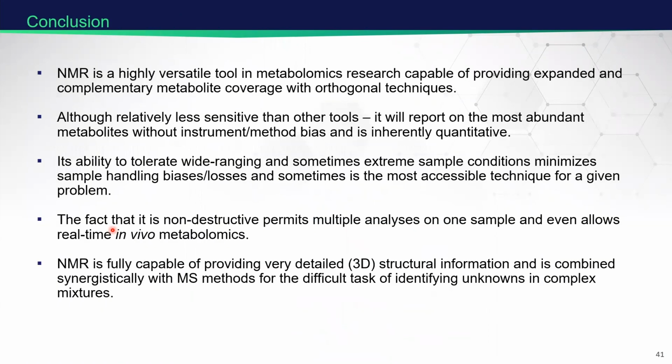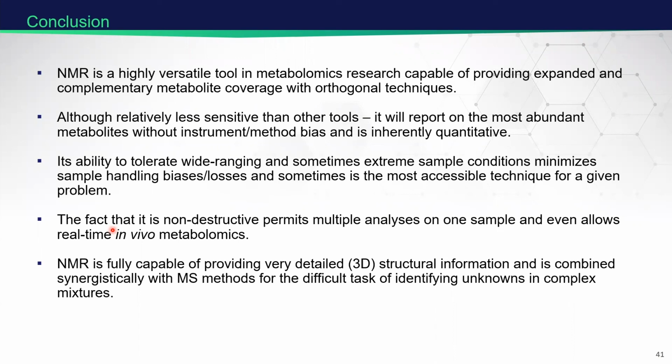And so in conclusion, I just want to reiterate that NMR is a highly versatile tool in metabolomics research. It's capable of providing expanded and complementary methods for metabolite coverage with other orthogonal techniques. Although it's relatively less sensitive than other tools, it will report on the most abundant metabolites without any instrument method bias and is inherently quantitative. Its ability to tolerate wide-ranging, and sometimes extreme, sample conditions minimizes sample handling losses or any biases that can be introduced by sample handling.